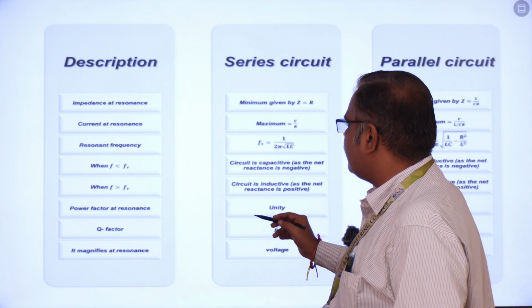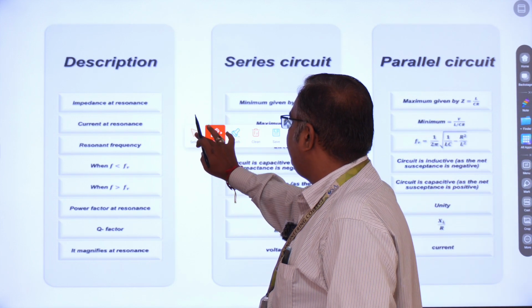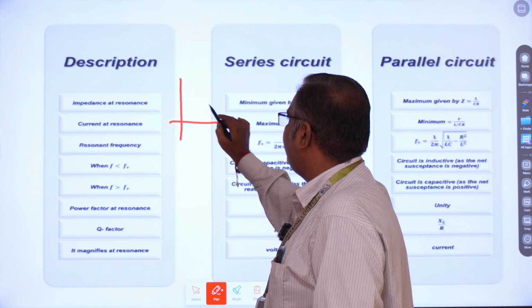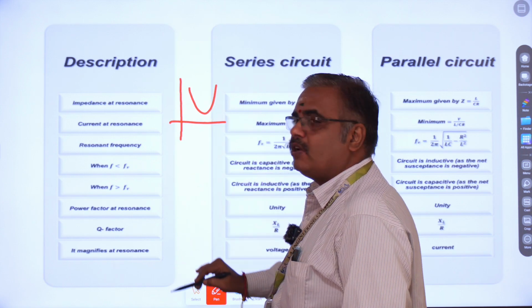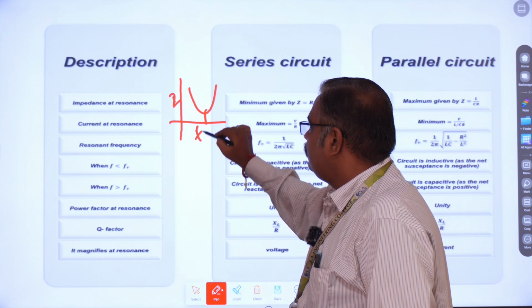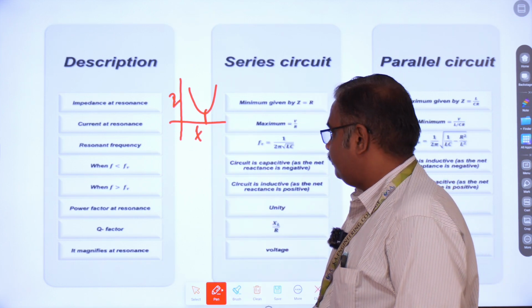Response of the parallel circuit. So the parallel circuit will be like this. The response of the parallel circuit will be, so let us take this as our frequency. So this is how your response will be. This is your current, and this is your frequency. So this is your minimum current.